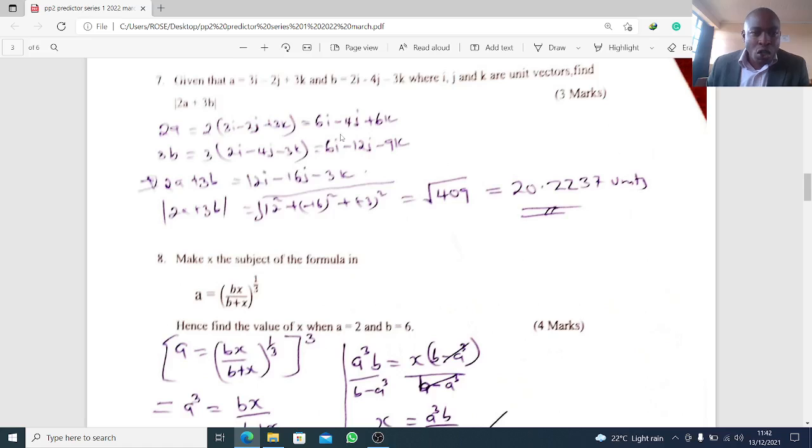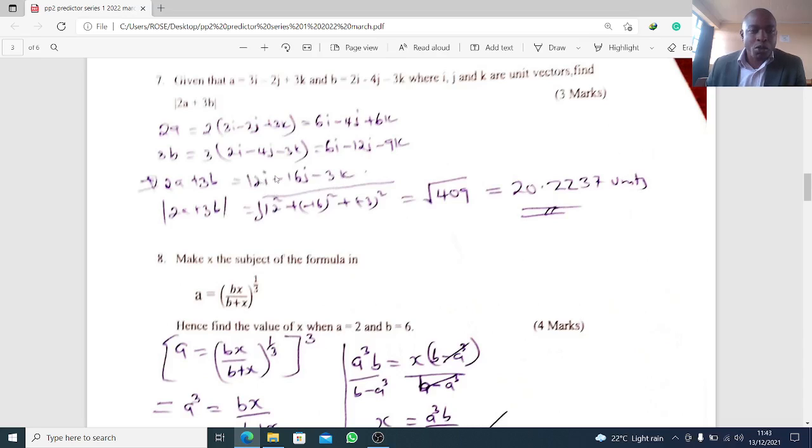This gives you 6i plus 6i gives you 12i, and minus 4 plus minus 12 gives you minus 16j, and 6 plus minus 9, which is the same as 6 minus 9, gives you negative 3. So we shall be having 12i minus 16j minus 3k. That is 2a plus 3b. So we get the modulus.